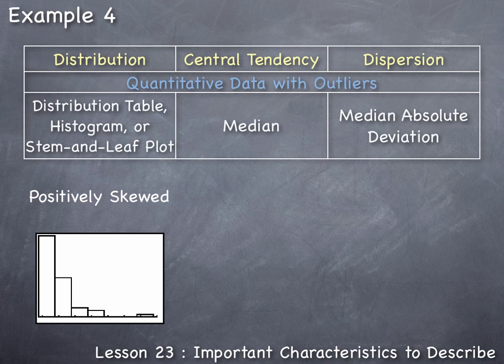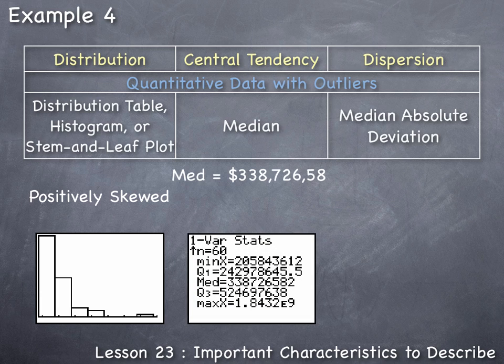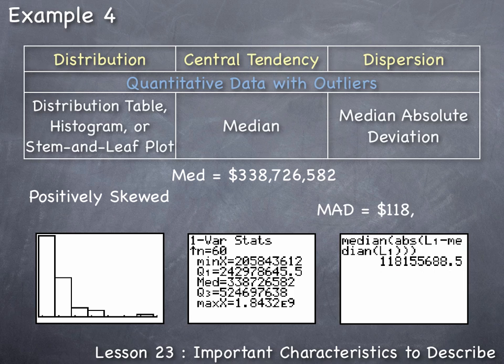The TI-84 calculator also calculated the median for us. MED was equal to $338,726,582. And we used the TI-84 calculator to help us calculate the median absolute deviation, or MAD, and it was equal to $118,155,688.50. Now each of these three results can then be used to describe, in words of the problem, a useful description of the important characteristics of this sample.